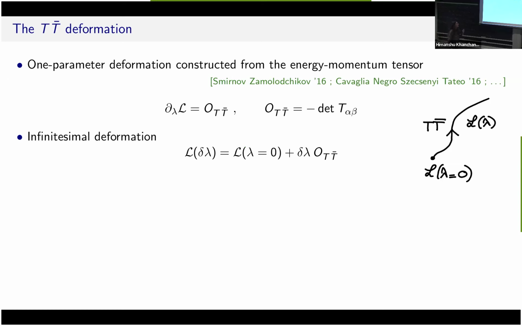So how can you think of this type of deformation? Well, it's easiest to look at it from an infinitesimal point of view. You start with a Lagrangian at some specific point, which we identify as your undeformed theory, with this deformation parameter lambda being 0. And then you start solving this differential equation for a small deviation delta lambda. This gives you a new Lagrangian, which now depends on delta lambda. From this new Lagrangian, you compute the energy momentum tensor, not only the lambda equal to 0 piece but this whole right-hand side, you construct this operator O TTbar, and then you iterate the procedure, and you finally obtain a Lagrangian that depends on lambda in a finite manner, not only with this infinitesimal deformation.